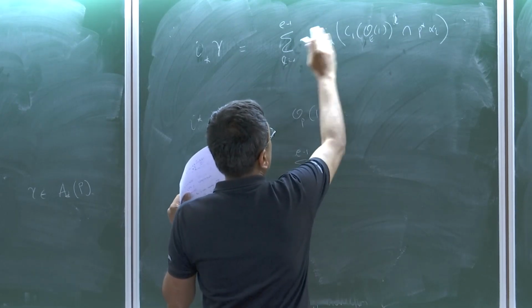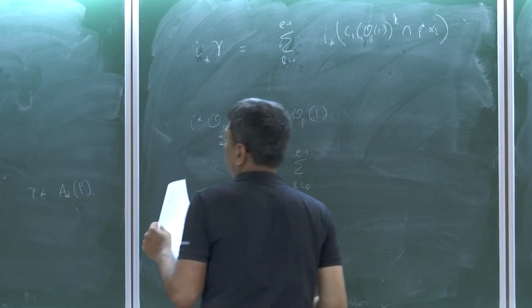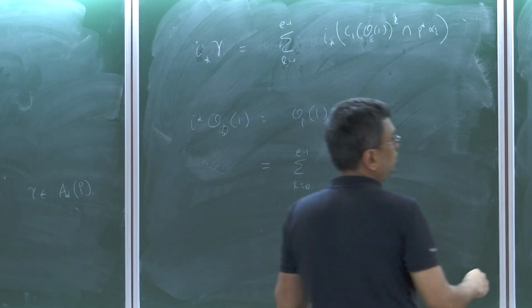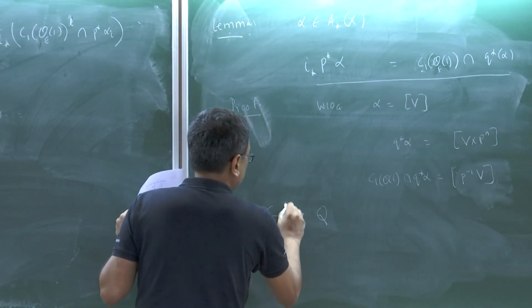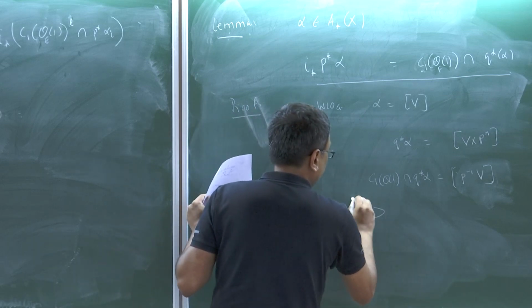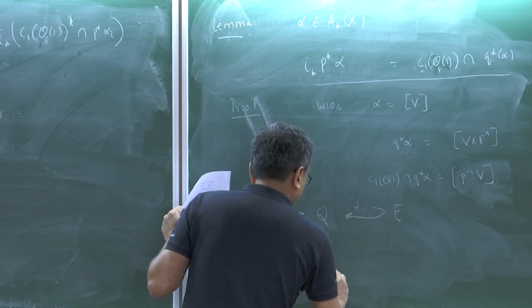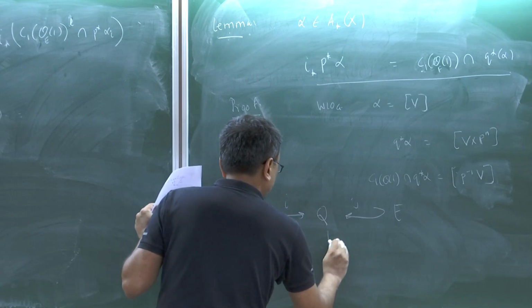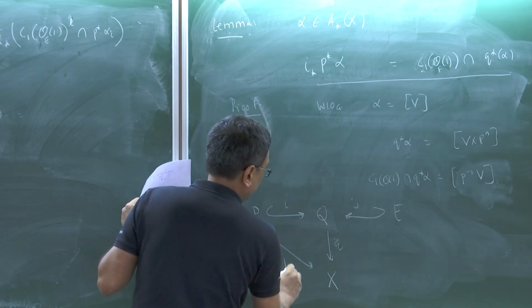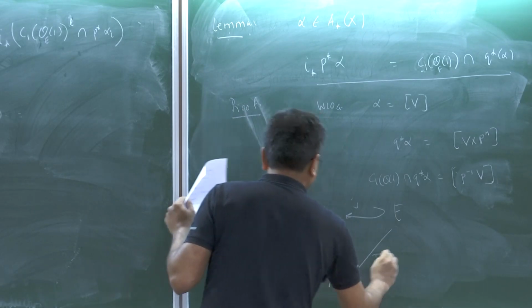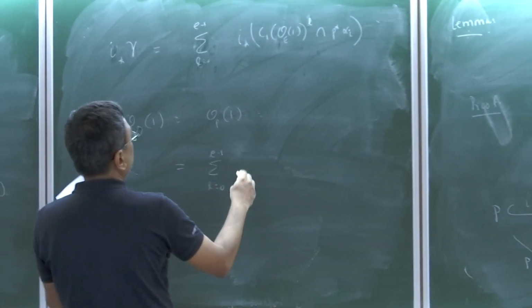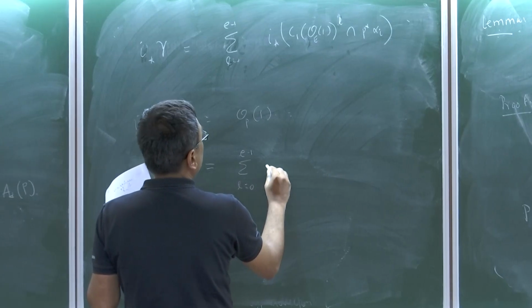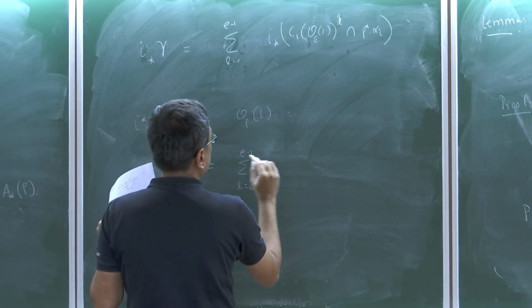By projection formula it comes out as first Chern class on Q. Unfortunately I erased the diagram. So I have Q, P, this is I, this is J, E and X. Okay, so Q and P, this I need pi. Okay, so therefore this becomes L equal to 0 to 1.